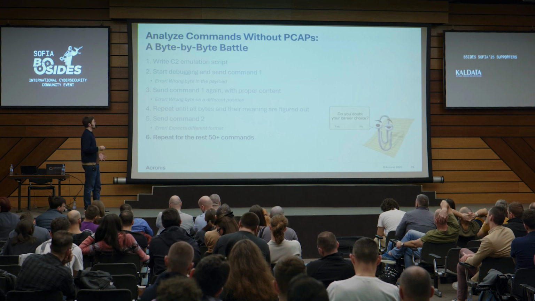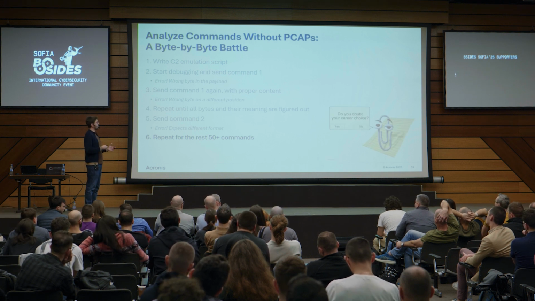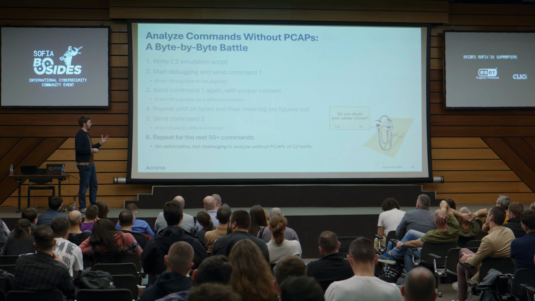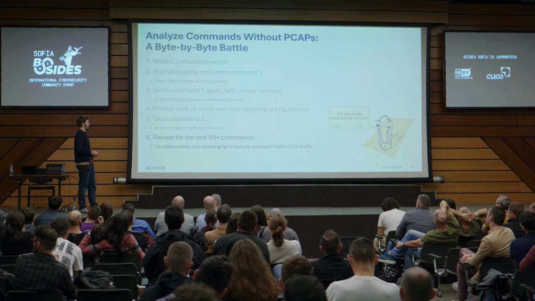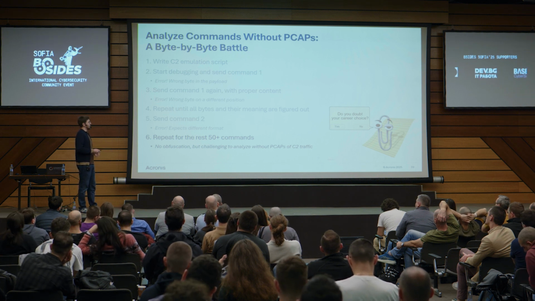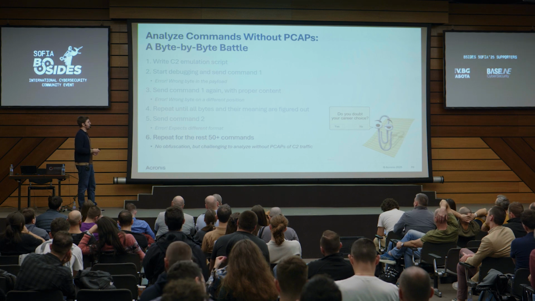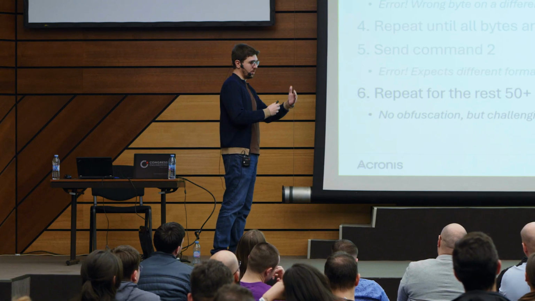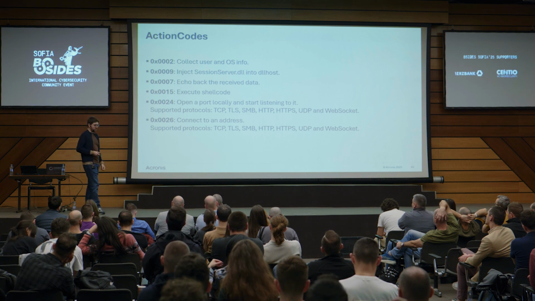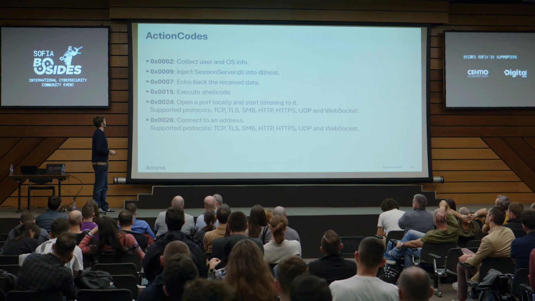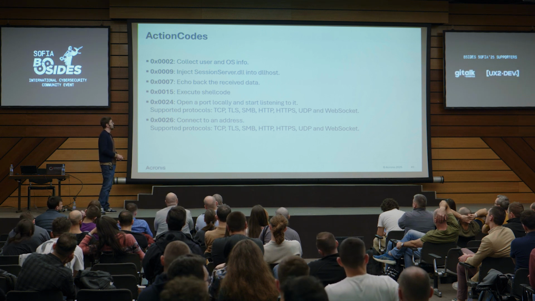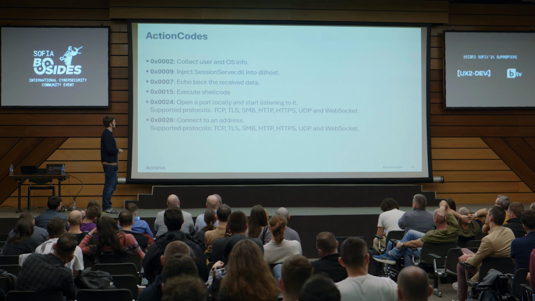And you can see that even though it's not obfuscated, it's very time-consuming without having a recording of the C2 traffic, as you have to understand the meaning of each byte in the payload, which is not immediately clear in the code. Some of the action codes that I was able to figure out were number 2 in hex, which just collects basic user and operating system information and sends it to the command and control.